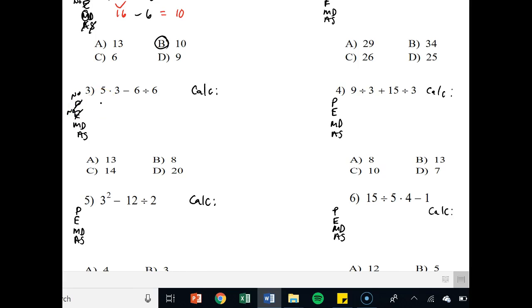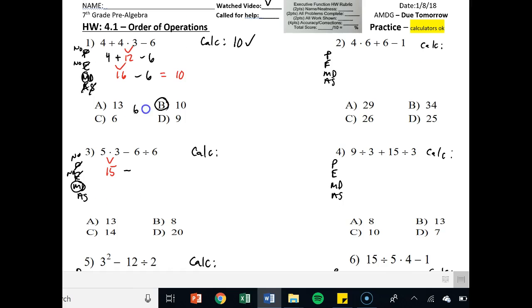PEMDAS says I multiply or divide, whichever comes first, left to right. As I read it left to right, multiplication comes first. So I'm going to go ahead and multiply 5 times 3 first. That gets me 15. 15 minus 6 divided by 6.